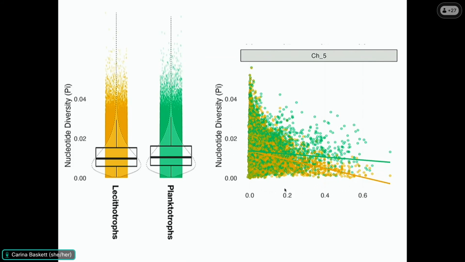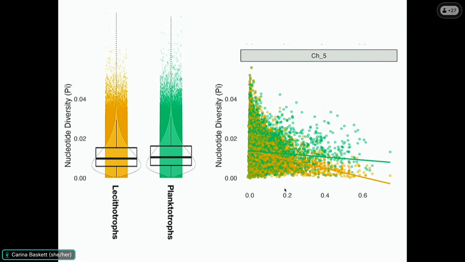But as differentiation increases, lecithotrophic pi plummets. And so basically, every locus looks like the locus that I just showed you, where the planktotrophs haven't really changed at all, but the lecithotrophs have experienced what looks like a selective sweep. And so this is consistent with what we imagine is happening across the diversity of marine invertebrate lineages, that ancestrally there were complicated larvae swimming around in the water column, and that in each of these separate transitions, there's been a shift from planktotrophy to lecithotrophy.